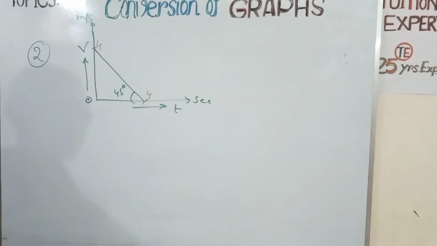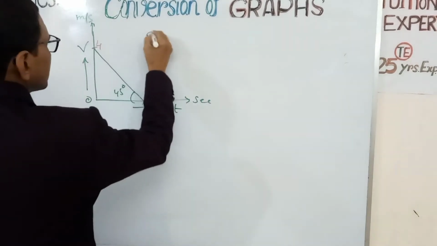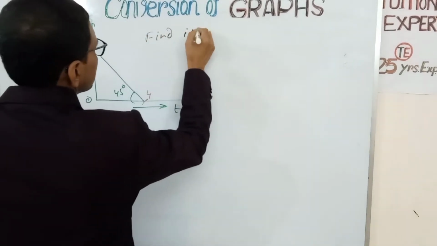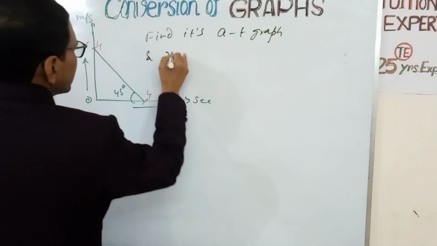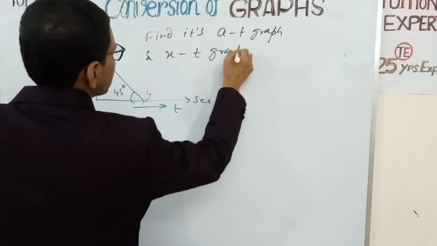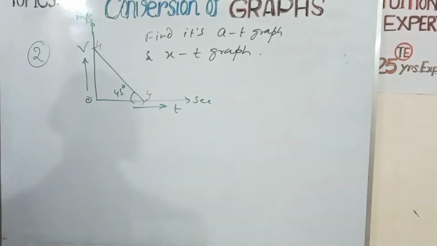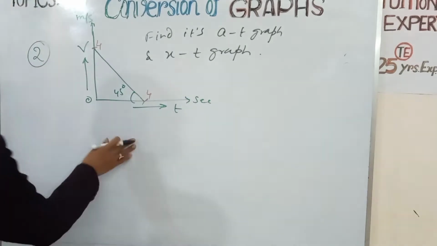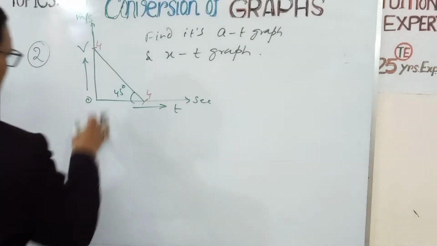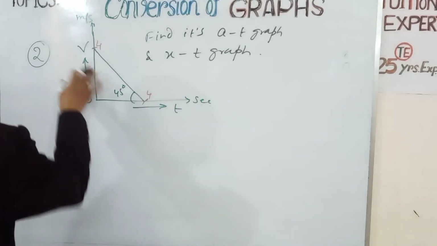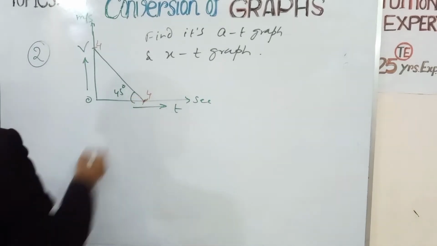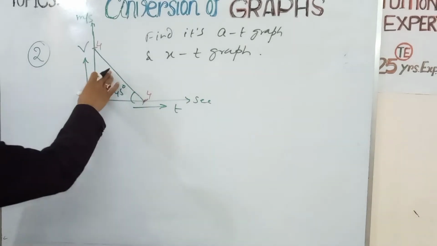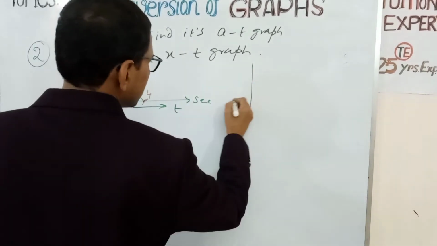Suppose a vt graph is given, find its at graph and xt graph. Find its at graph and xt graph. The vt graph is given, find its at graph and xt graph. So now we have to find the equation of v with t. So what is the equation? This is a straight line which is in intercept form.